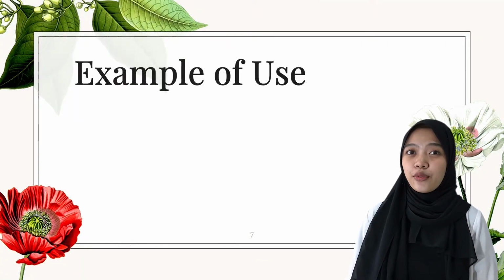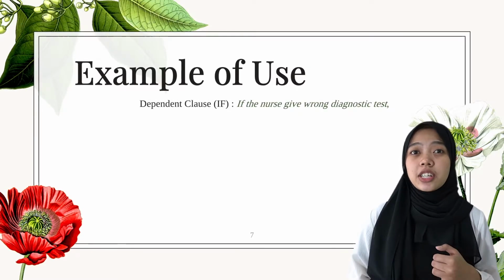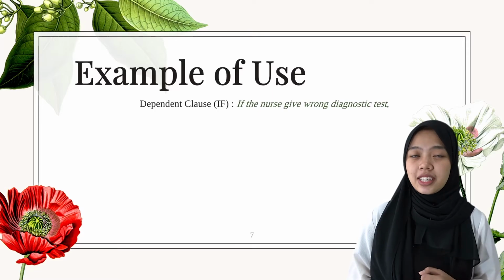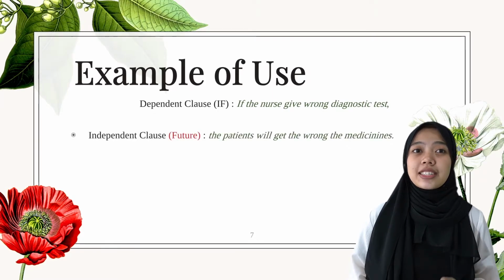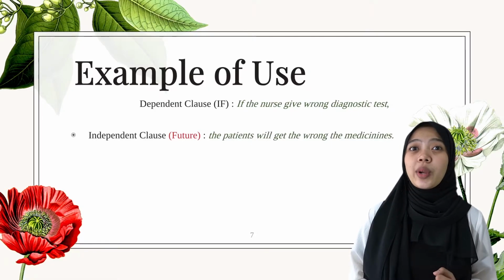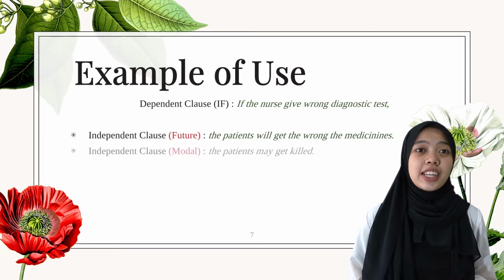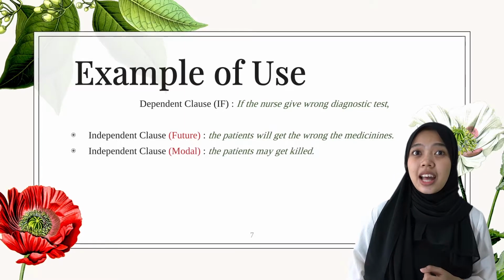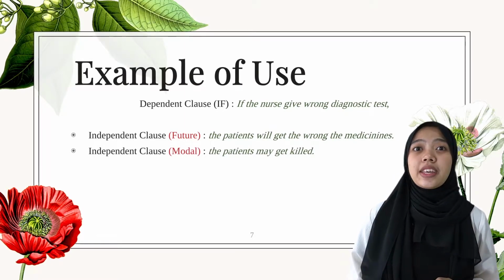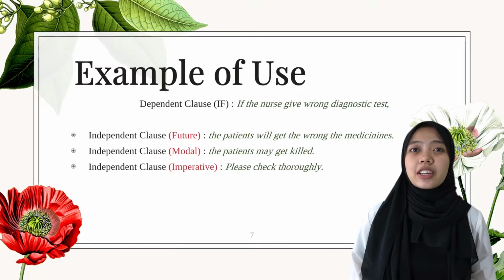Dependent clause if. For example of use, if the nurse gives the wrong diagnostic test. For the result independent clause future, the patients will get the wrong medicines. Then, independent clause modal, the patients may get killed. And then, independent clause imperative, please check thoroughly.